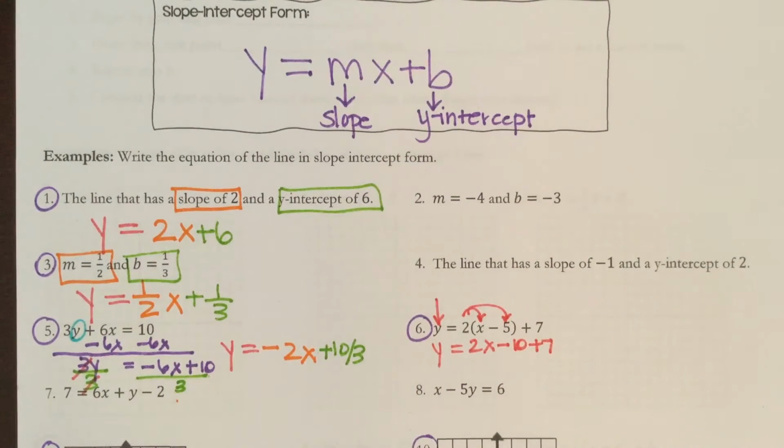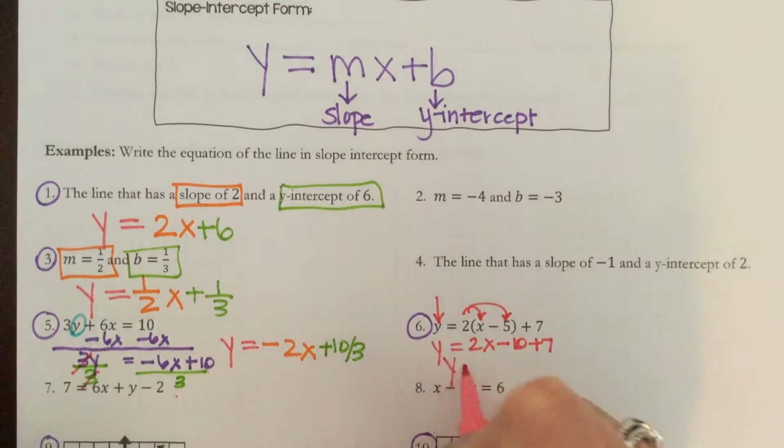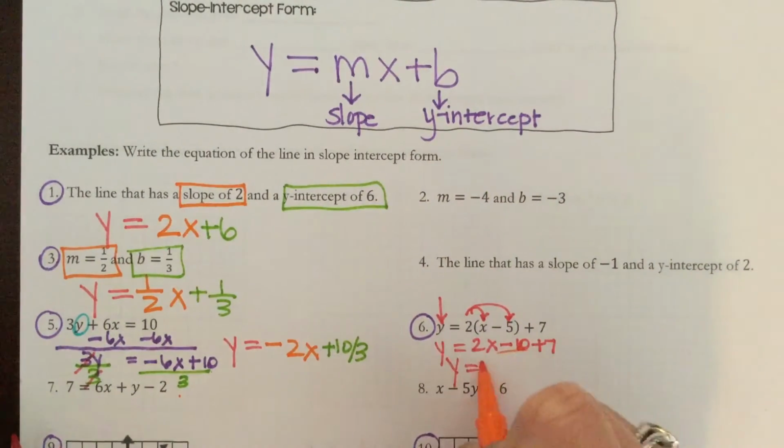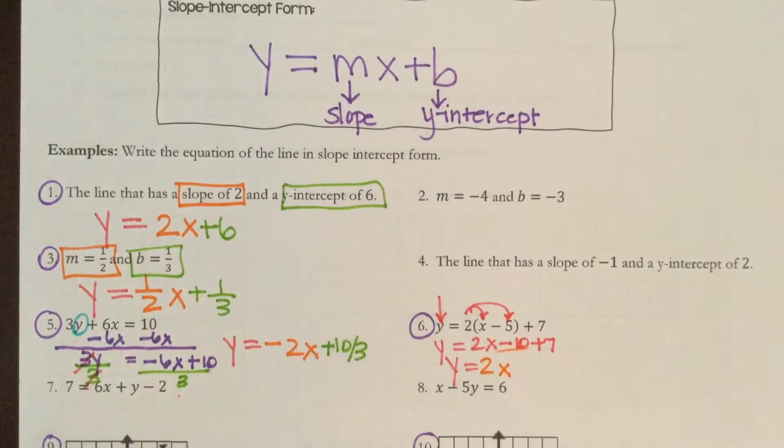We should see now that when we clean this up, y is equal to 2x, and there is nothing I can do with the 2x because there are no like terms there, but what I can do is combine the -10 and the +7 because they are like terms to make a -3. Y equals mx plus b, meaning that the slope of this line is 2, and my y-intercept, or where the line crosses the y-axis, will be at -3.